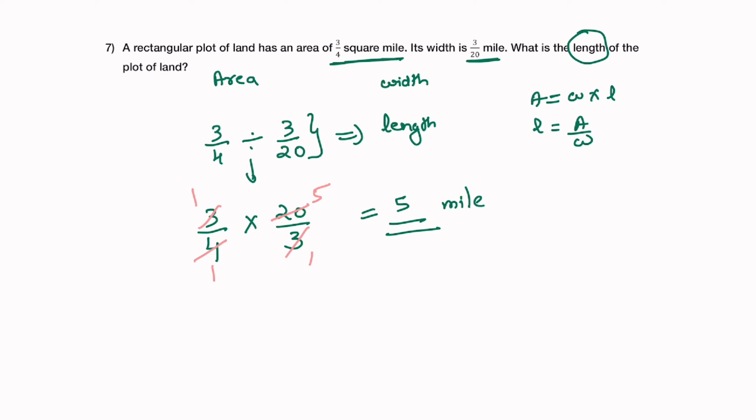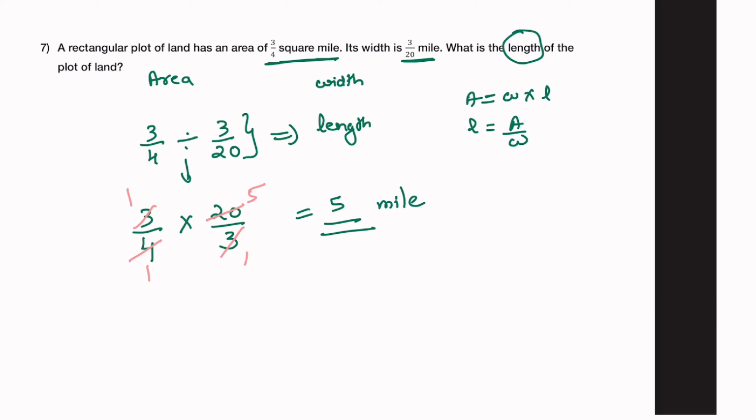Okay, units are very important. Write the whole sentence. The length of the plot of land is 5 mile. And 7 questions done already. Let's go to the next.